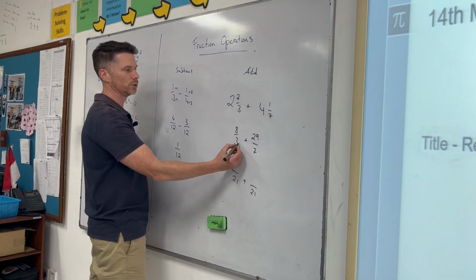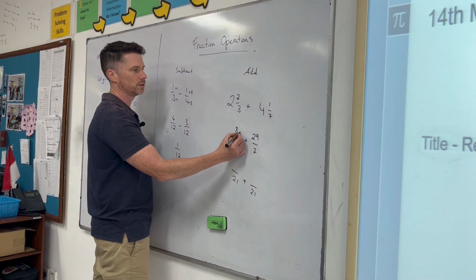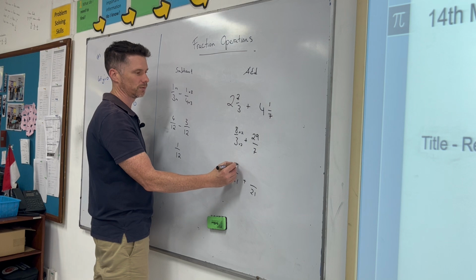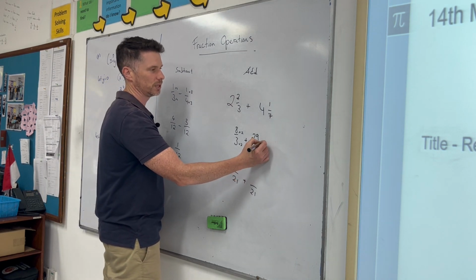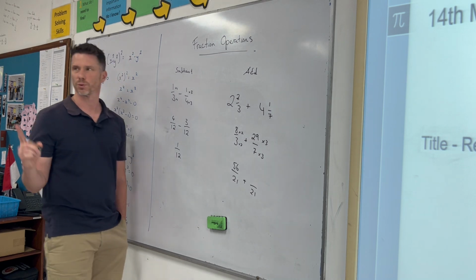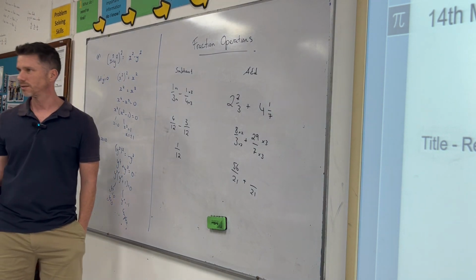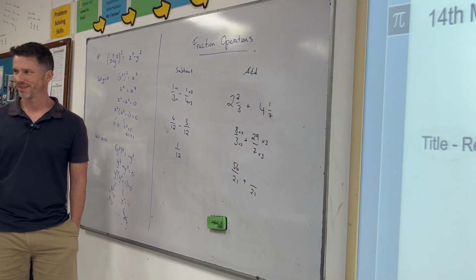So this one has been multiplied by 7, so the top also gets multiplied by 7. Otherwise, it wouldn't be equivalent. This one gets multiplied by 3, so this one also gets multiplied by 3. What's 29 times 3? Quick maths. 29. That's easy.